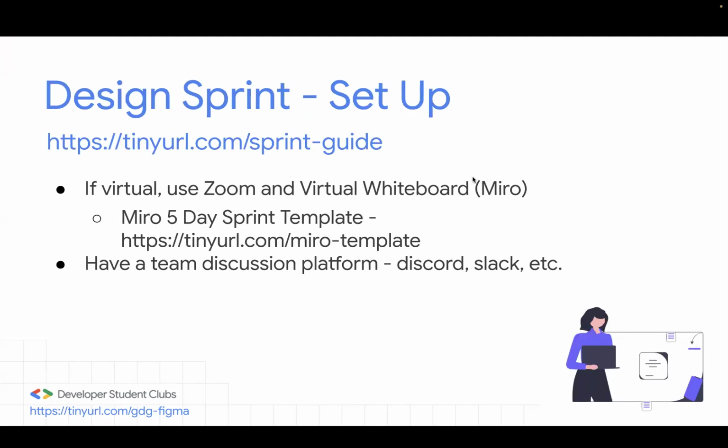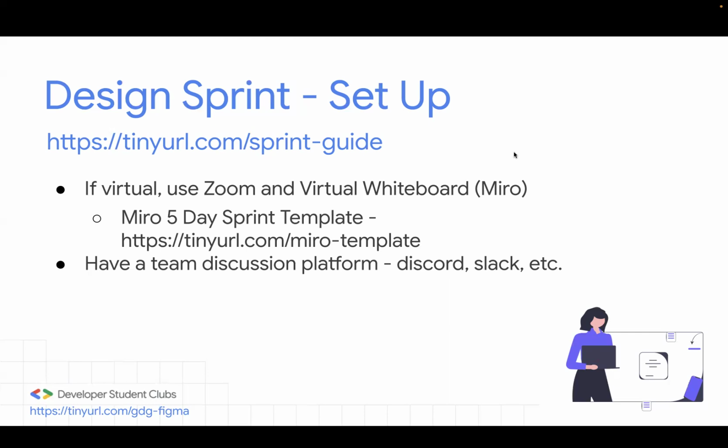So setup: that tiny URL on the top is a much more thorough description of how to set up a design sprint. In this workshop, I'll just give you the pinpoints and the important parts of it. But if you want more details on how to do a design sprint, that's in the sprint guide URL right there. It's best if you can have a whiteboard in person like this, but of course that's not always accessible, especially for a 5-day sprint like this. So I've always done a Miro 5-day design. It's like a virtual whiteboard, and of course having a Discord or Slack to discuss and plan things.